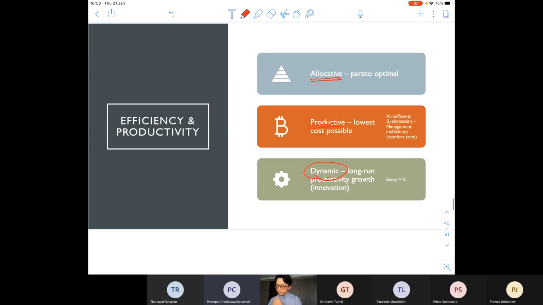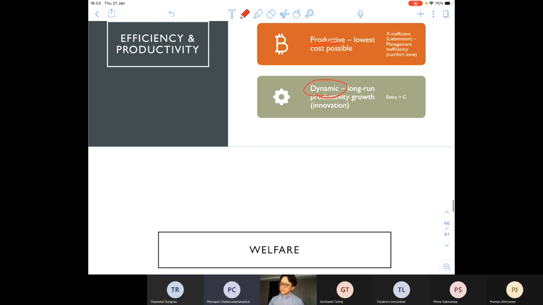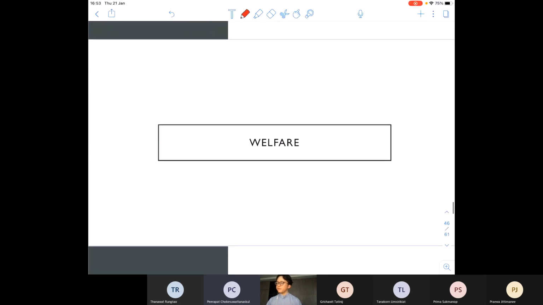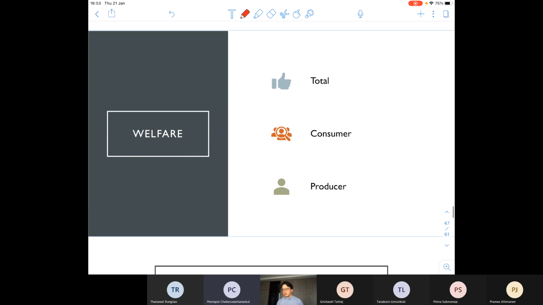Okay, so that's essentially productivity. Sorry, welfare. This is important. This is essentially the most important concept in objective setting in terms of competition law.